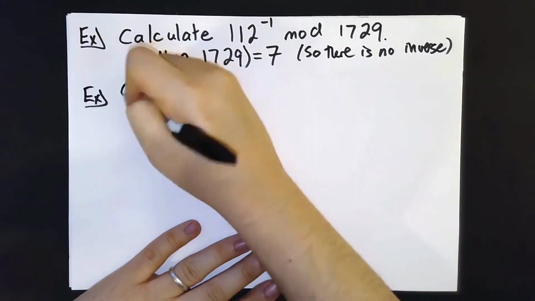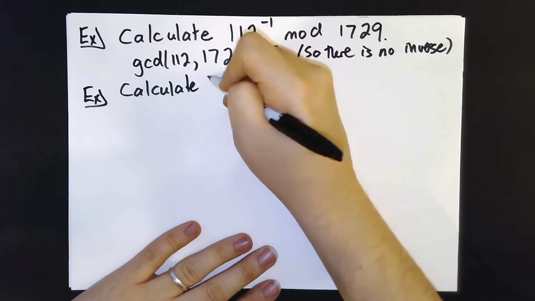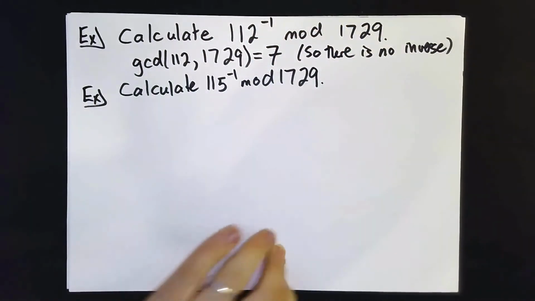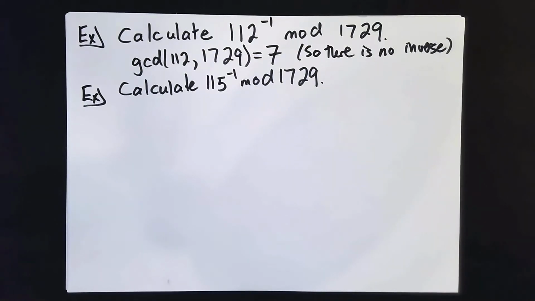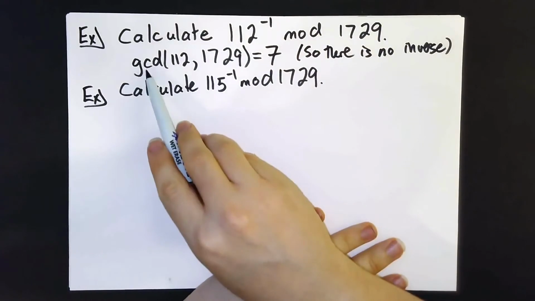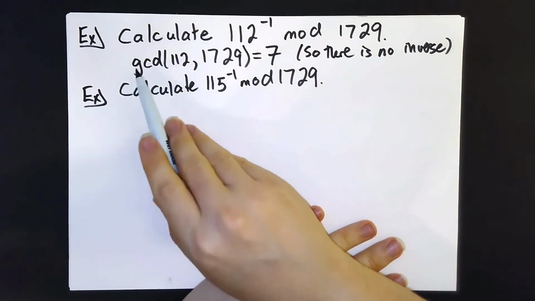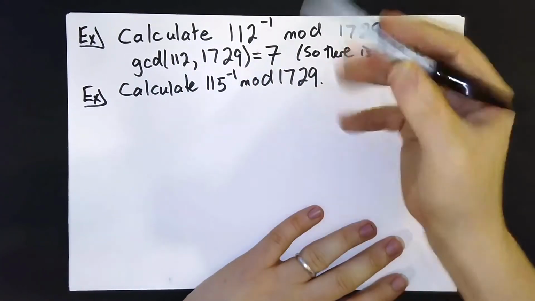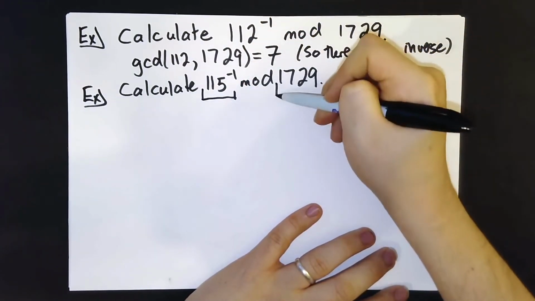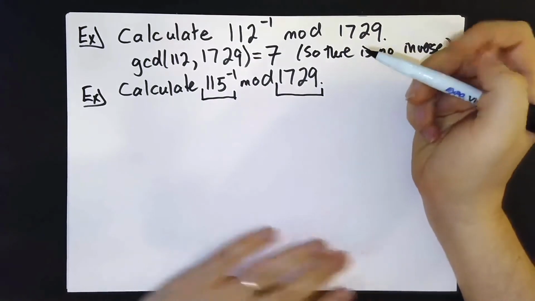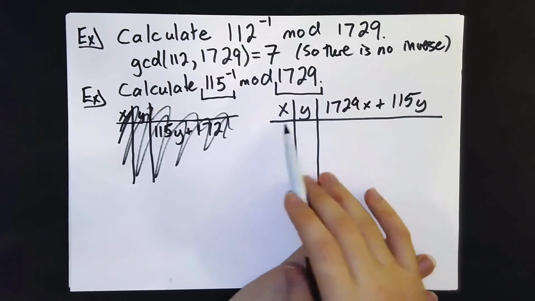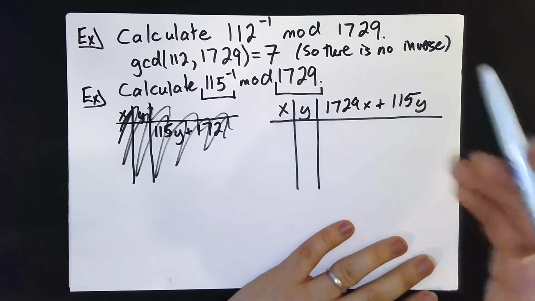So that was easy enough. Let's do one where there actually is an inverse. Let's calculate 115 inverse mod 1729. Now, I recommended the first thing you do is to calculate the GCD. Well, if you think about how we actually calculate the GCD, we do it with the extended Euclidean algorithm. So I'm going to run the extended Euclidean algorithm on the numbers 115 and 1729.